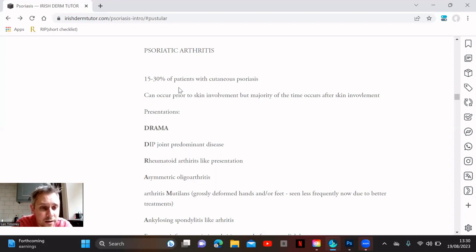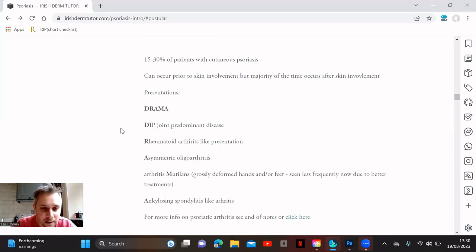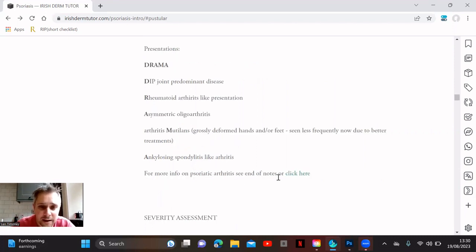You can get a thing called arthritis mutilans, and this is where the hands or feet are really grossly deformed. You get reabsorption of the bone, and sometimes they're called opera glass hands. Thankfully, this is rare nowadays because the treatment and identification of psoriatic arthritis has improved. And finally, you can get an ankylosing spondylitis-like arthritis, where they can get lower back pain and stiffness in that area. Now, I have gone into more detail at the very end of my notes here on psoriatic arthritis, so if you're interested in it, you can click on this link.